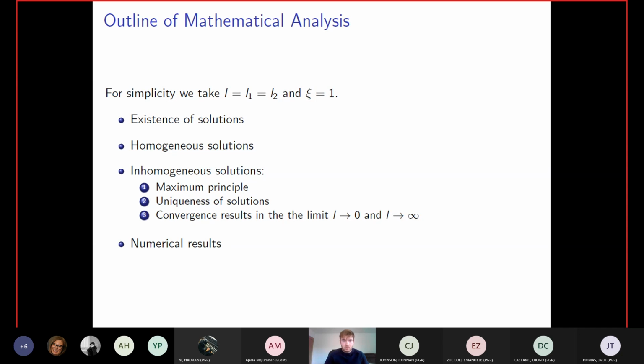and what's going on. So we first of all establish existence of solutions, which I'm not going to talk about because it's not particularly interesting, but we need to establish it. There's then homogeneous solutions, which I'll explain on the next slide, and then inhomogeneous solutions, and there's three things I want to talk about, and then they'll be supplemented with numerical results as we go along.